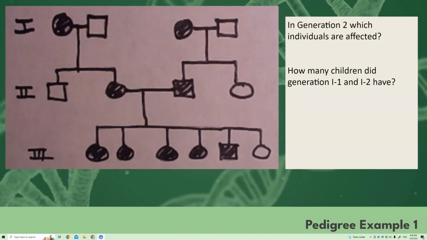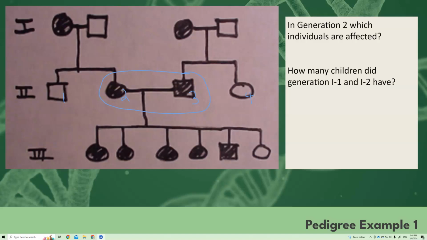So the question asks us in generation 2, what individuals are affected? So if I circle right here, these are my generation 2 individuals. If we number this properly, this would go 1, 2, 3, 4. So we would say generation 2, person 2 and 3 are our affected individuals.